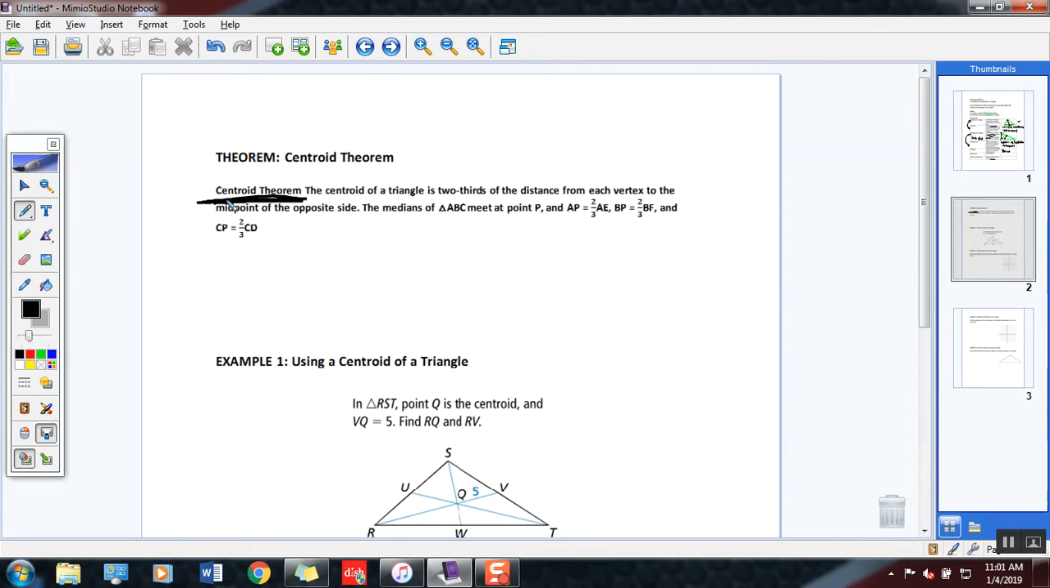How about a volunteer to read my Centroid Theorem? Thank you, Michael. The centroid of a triangle is 2/3 of the distance from each vertex to the midpoint of the opposite side. The medians of triangle ABC meet at point P, and AP is 2/3 of AD, and BP equals 2/3 of BF.